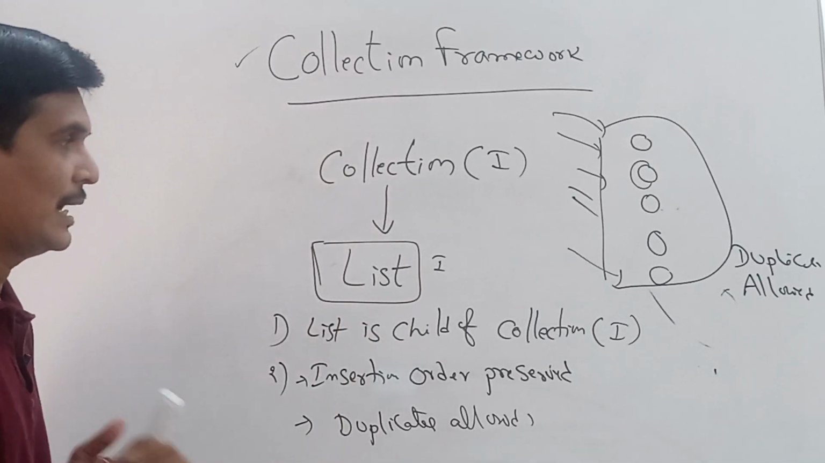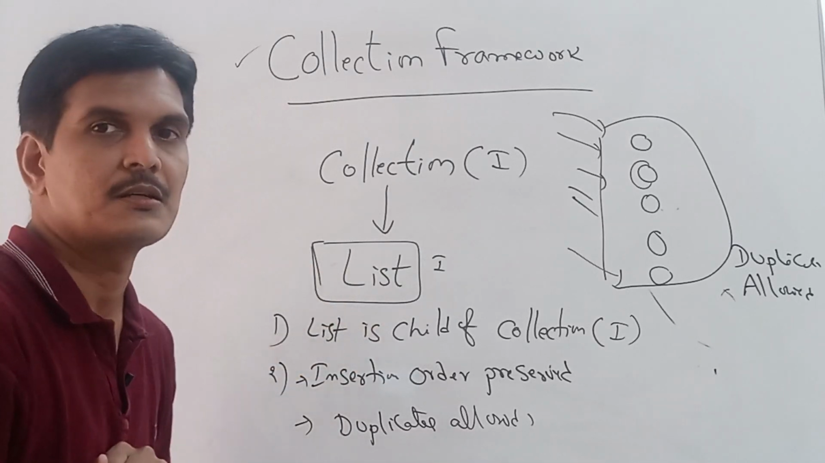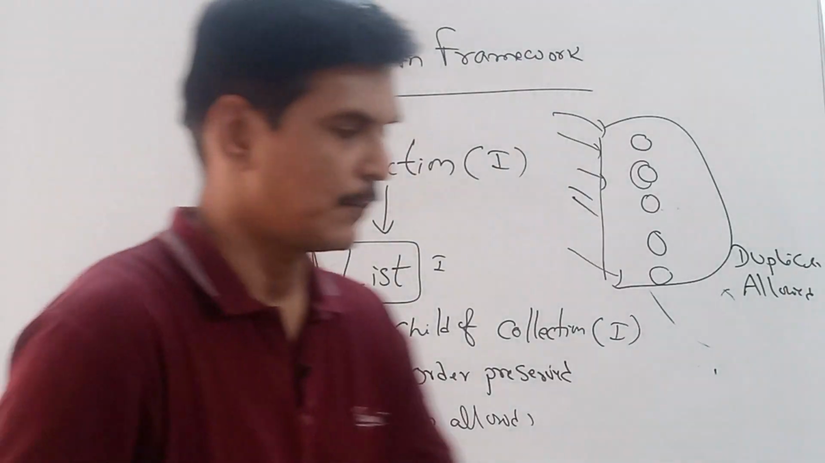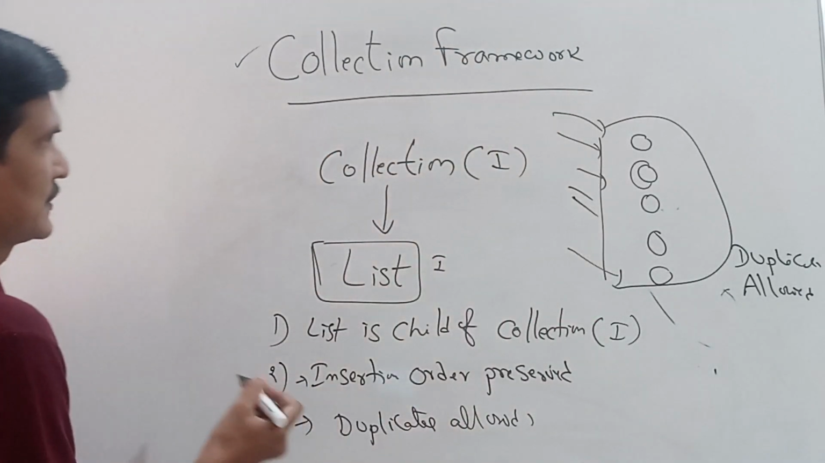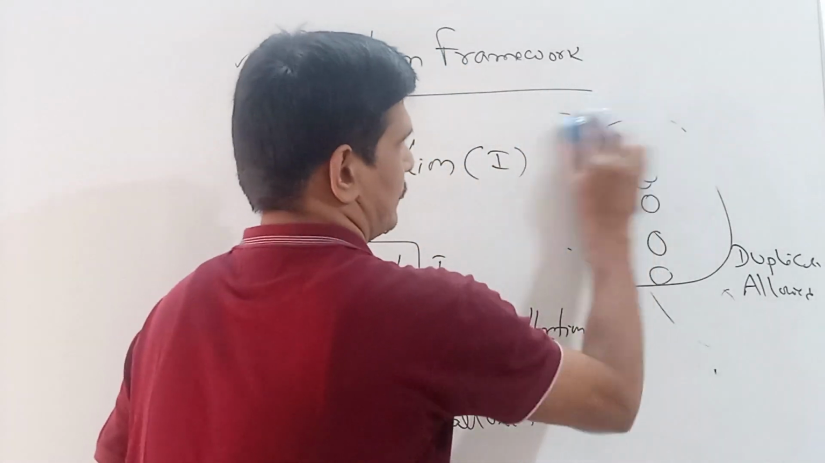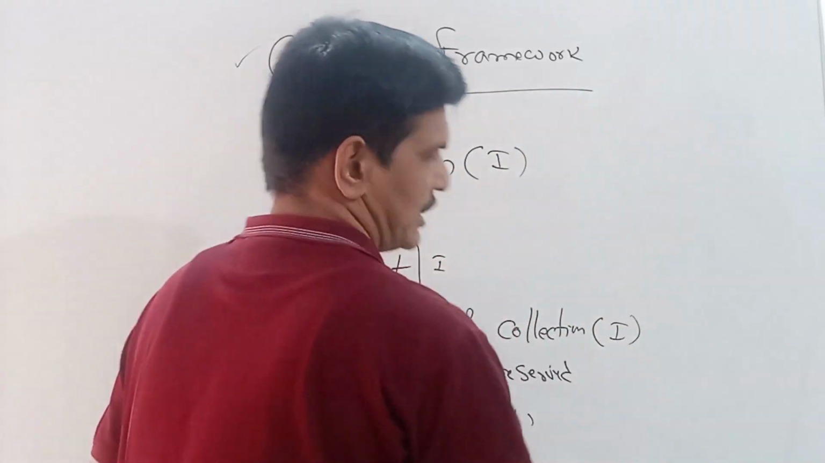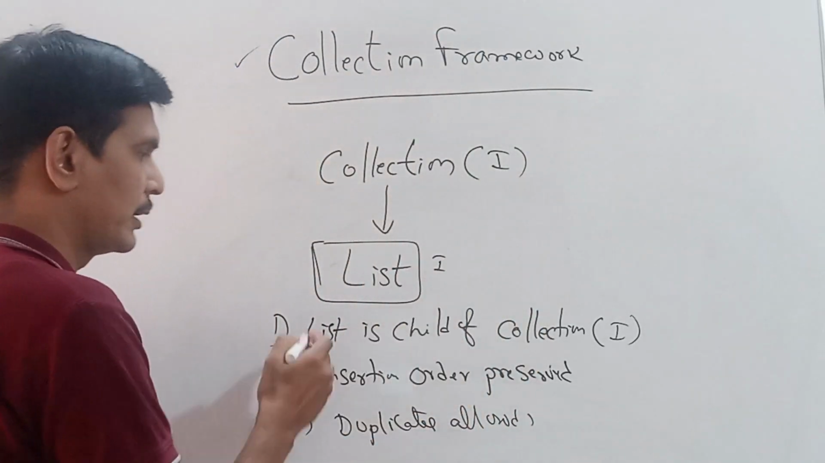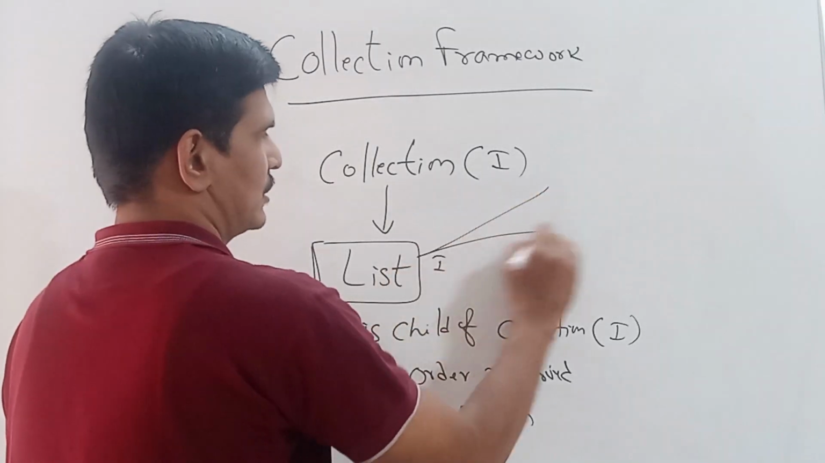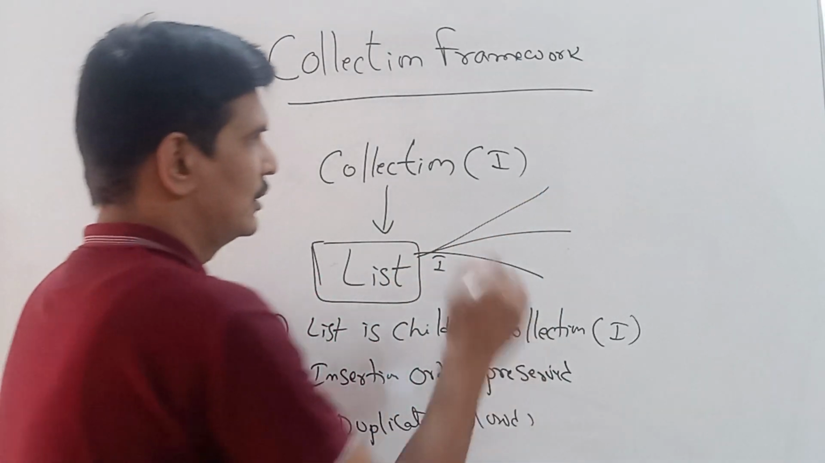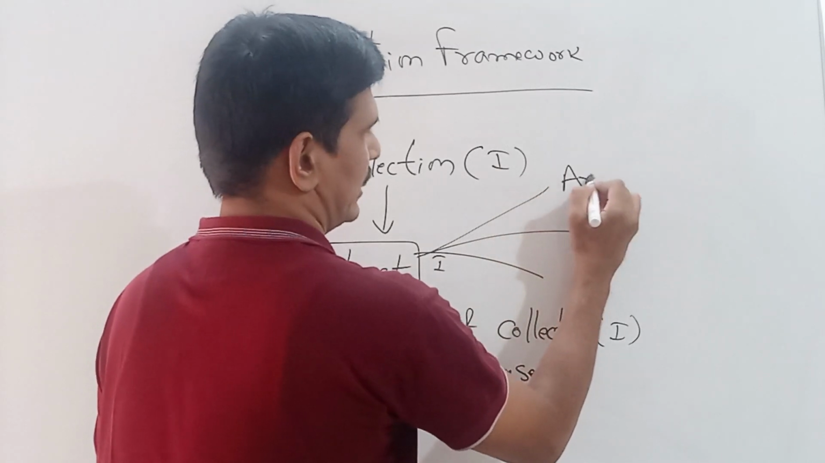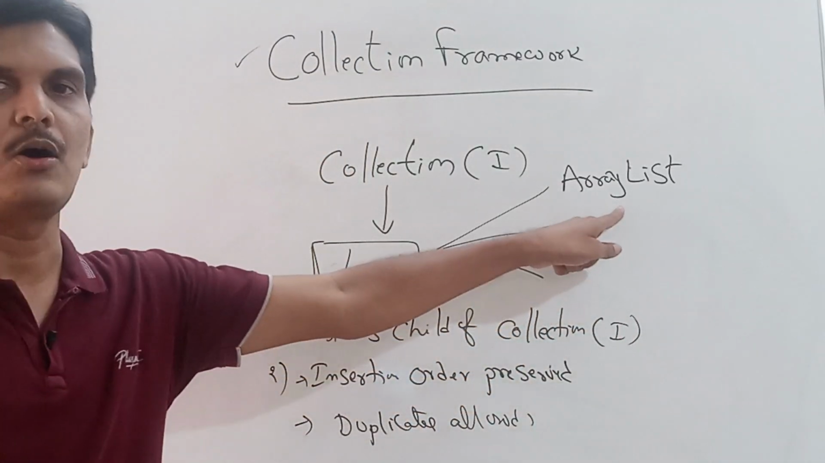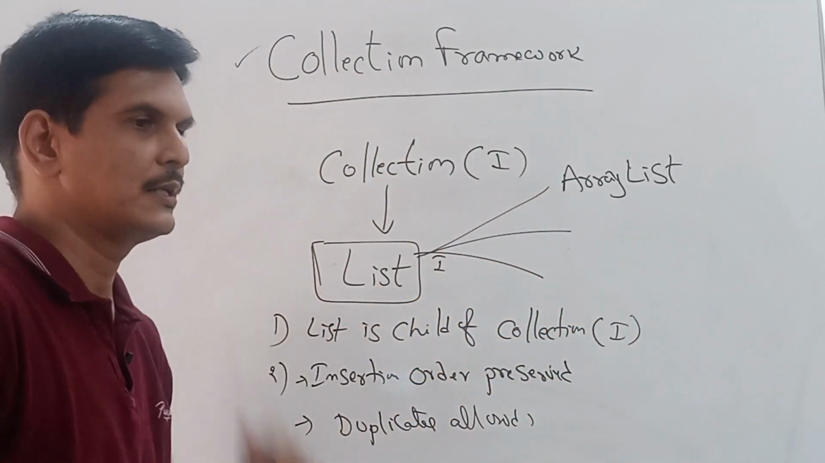Now, what classes are available which implement this list interface? We'll discuss those classes now. The list interface is implemented by different classes. List is an interface, right? An interface alone we cannot access directly. So we have a certain number of classes which implement this list interface. The first class is the ArrayList class. ArrayList is a class which implements all the methods available in the list interface.